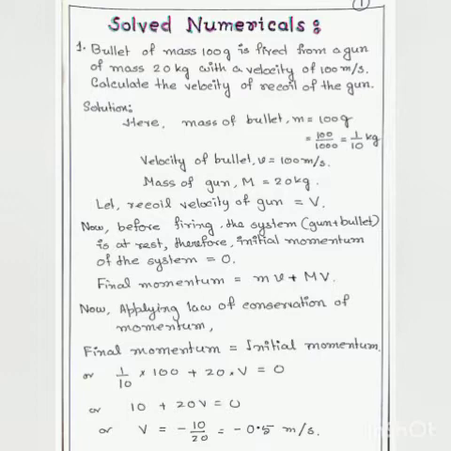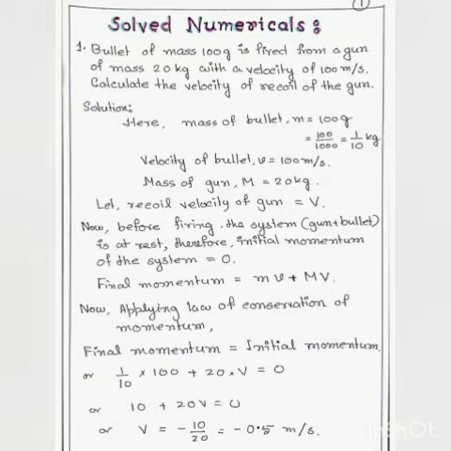Here mass of the bullet, small m, is equal to 100 gram. But as we will solve the numerical in SI system, we have to convert this mass into kg. So 100 gram is equal to 100 by 1000, or 1 by 10 kg. And the velocity of the bullet, small v, is equal to 100 meter per second, and mass of the gun, capital M, equals 20 kg, and let the recoil velocity of the gun be capital V.